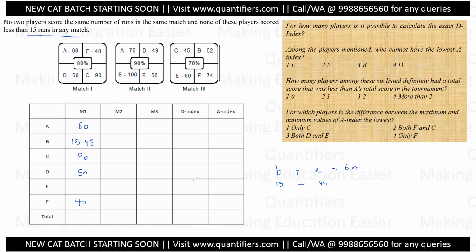So this is 15 to 45. Similarly, E will be 15 to 45. Is this range clear, everyone? Yes or no? The total is 300. Now let's focus upon match 2. In match 2, this was 75. B was 100. This is 49. This is 54. So 5 and 9, 14 and 4, 18. 7 और 8, 12, 5, 17.